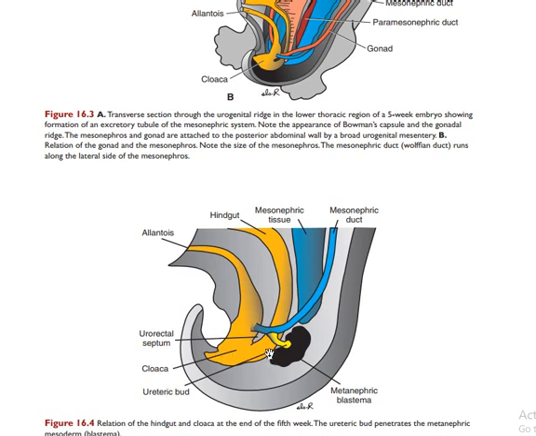Here you are going to have the ureteric bud. Here you are going to have the metanephric blastema. The metanephric blastema are only the tissues involved with the metanephros. Here you are going to have the mesonephric duct, and here is the mesonephric tissue.